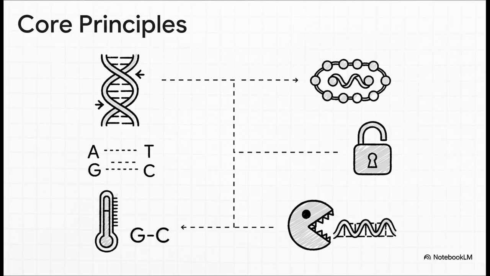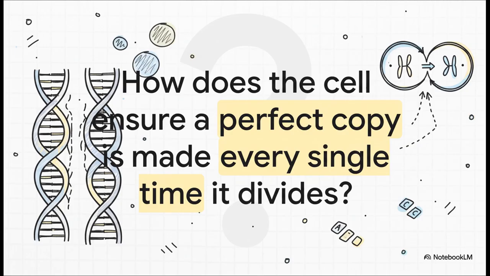And I'll leave you with one last thing to think about as you study. We've talked all about the static blueprint, but what about the process of copying it? How does the cell make a perfect copy of all 2 meters of DNA every single time it divides? Well, that's where things get even more amazing.